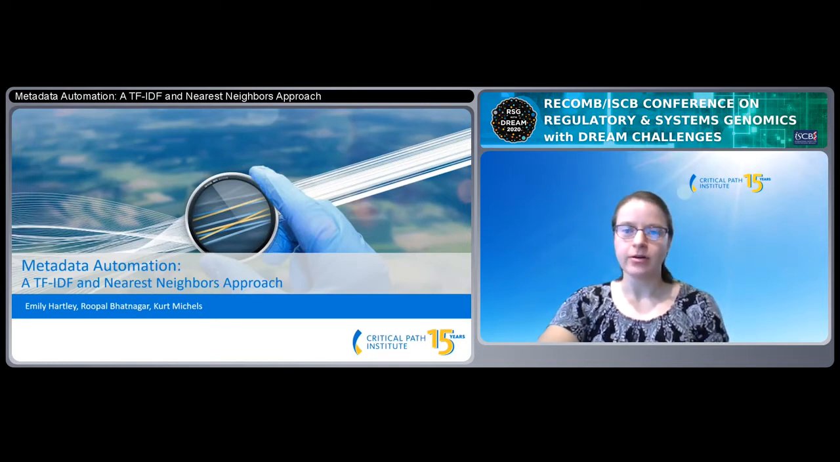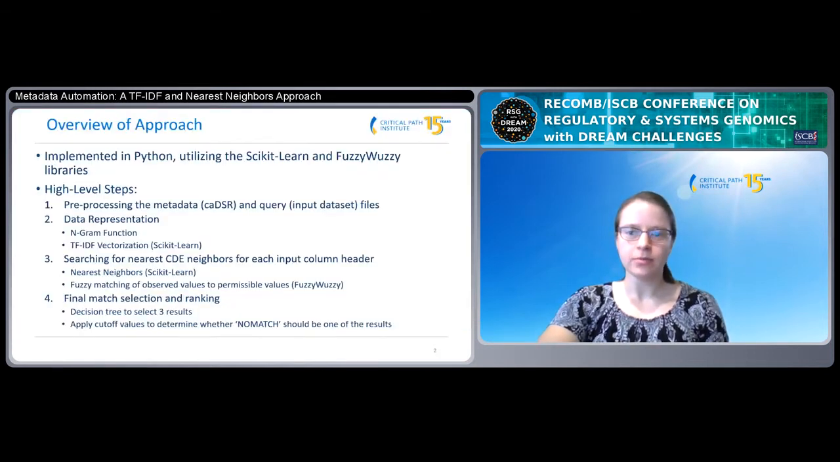Today, I'm going to talk about our TF-IDF and nearest neighbors approach to the metadata automation dream challenge. We used Python to implement our approach, particularly the scikit-learn and fuzzywuzzy libraries. At the high level, our algorithm steps included pre-processing the metadata and query files, representing the data as n-grams and TF-IDF vectors, searching for the nearest neighbors, and then the final selection and ranking of the CDE matches.